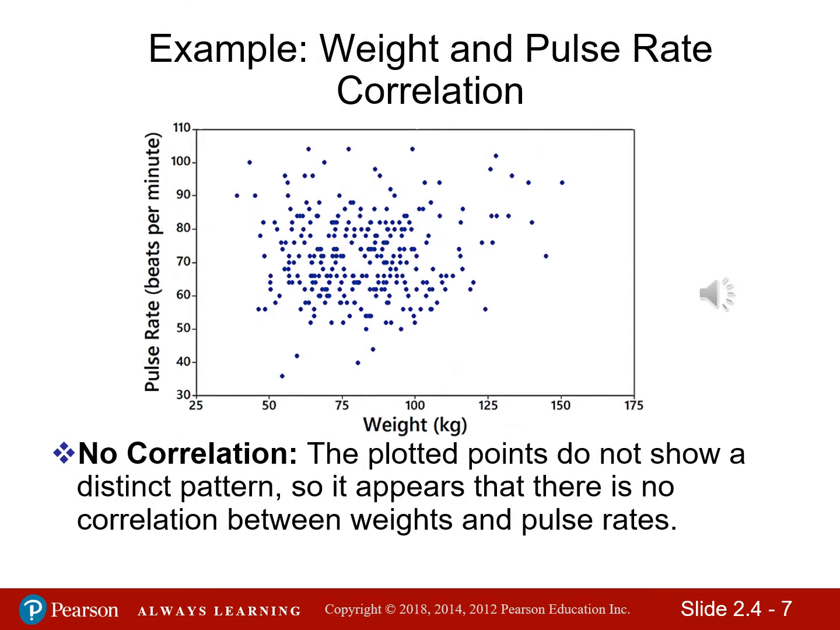In this example, our X values are the weights of individuals and the Y values are the pulse rates of those individuals. In studying the data in this scatter plot, we can see that there appears to be no linear pattern to the data. This would suggest that there is no correlation between the weight of a person and their pulse rate.